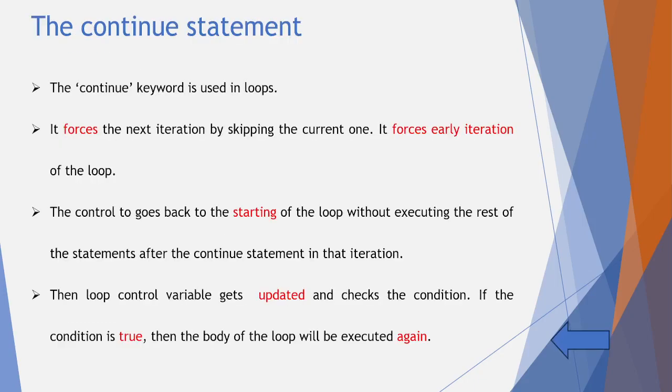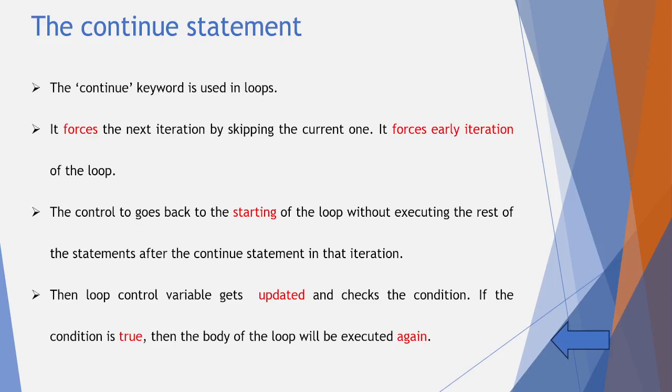Continue keyword is used in loops. It forces the next iteration by skipping the current one. That means it forces early iteration of the loop. When the continue statement is executed, the control goes back to the starting of the loop without executing the rest of the statements after the continue statement.